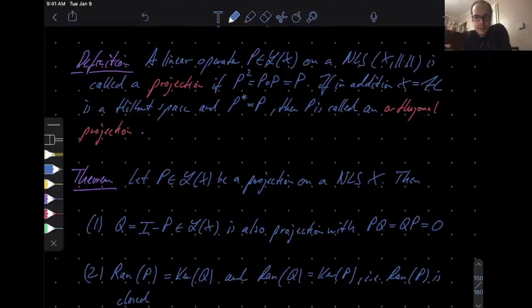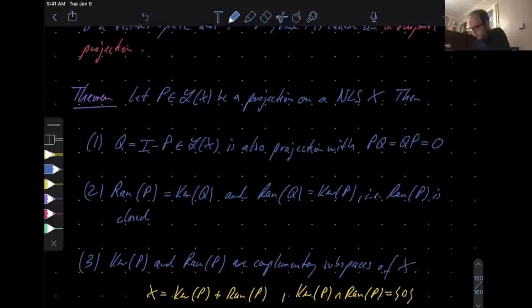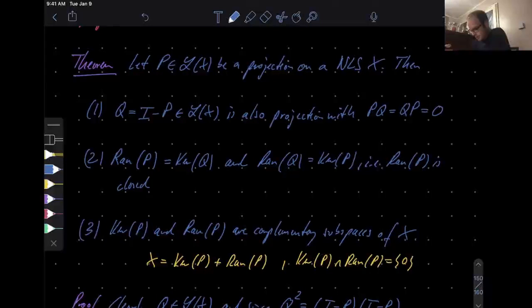If in addition you are in a Hilbert space and the bounded linear operator here in question is self-adjoint, then you call it an orthogonal projection. There's a few basic properties about orthogonal projections that we need to know, written here in this theorem, two of which we've already proven. That is, if you have a projection, you can form this new thing out of it, 1 minus p. That combination we will encounter lots more in the upcoming sections. Turns out that is also a projection and it commutes with the original p, and their product, their composition is equal to the zero operator.